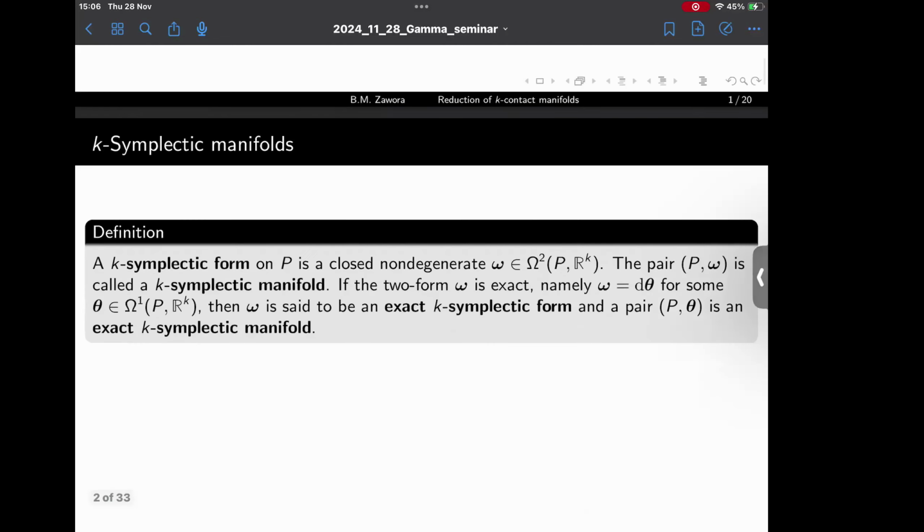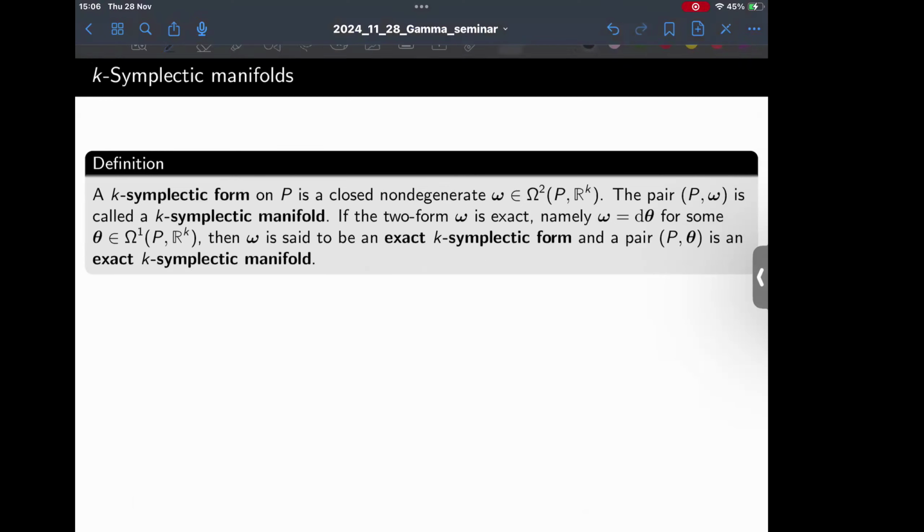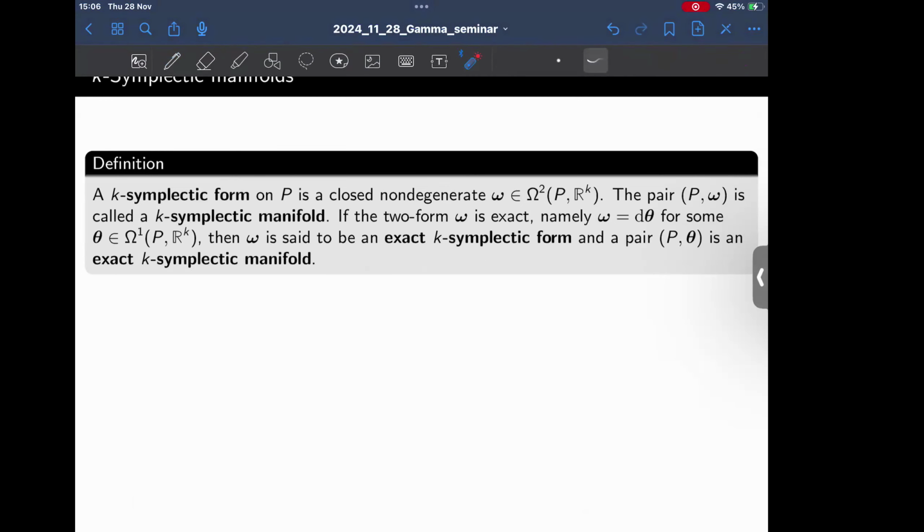Okay, so at the beginning, let me introduce the definition of K-symplectic manifolds. So first, we define a K-symplectic form on a manifold P, and this form is, first of all, an R^k-valued differential two-form, closed and non-degenerate. Then the pair (P, omega) is a K-symplectic manifold. I would like to highlight that all R^k-valued things will be denoted in bold notation.